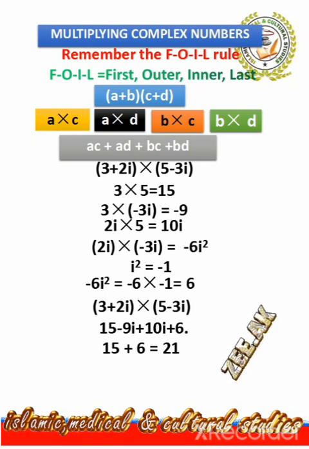For example, in 15 - 9i + 10i + 6, you can add the 15 and 6 together, and add the -9i and the 10i together. The result will be 21 + i.